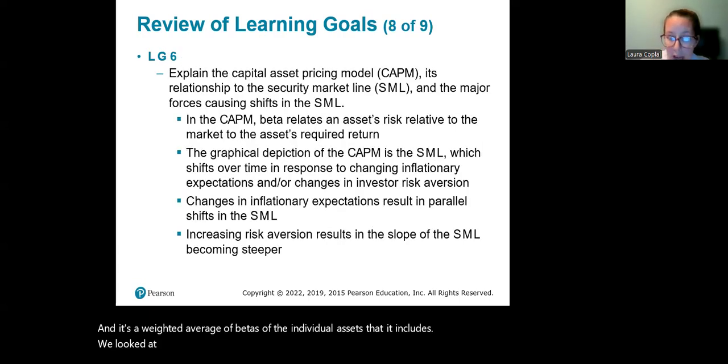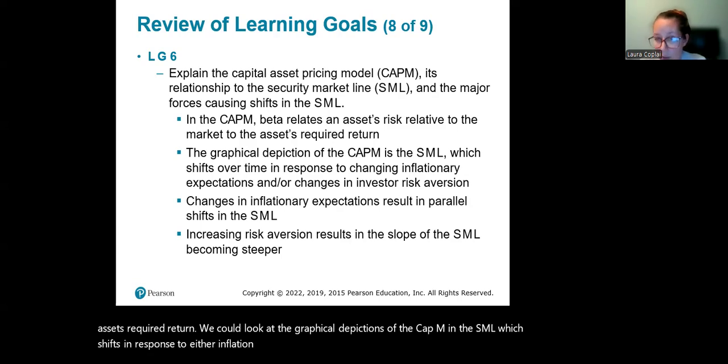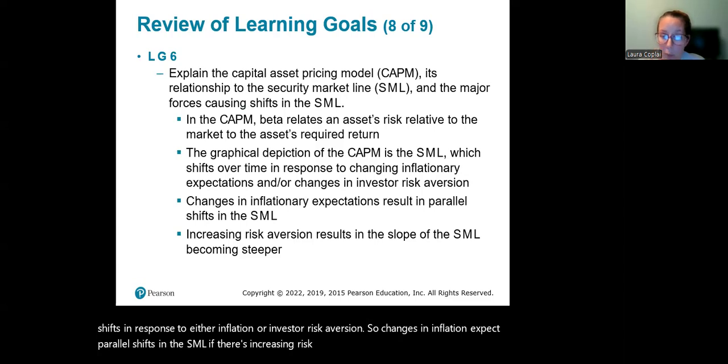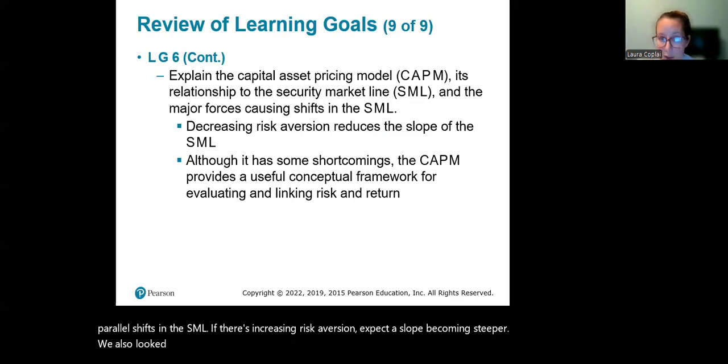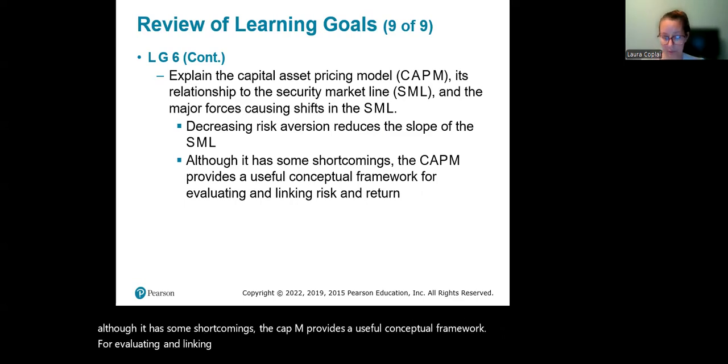We looked at the CAPM and how the beta relates an asset's relative risk to the market to the asset's required return. We can look at the graphical depiction of the CAPM in the SML, which shifts in response to either inflation or investor risk aversion. Changes in inflation produce parallel shifts in the SML. If there's increasing risk aversion, expect the slope to become steeper. We also looked at decreasing risk aversion and how that reduces the slope of the SML. Although it has some shortcomings, the CAPM provides a useful conceptual framework for evaluating and linking risk and return.